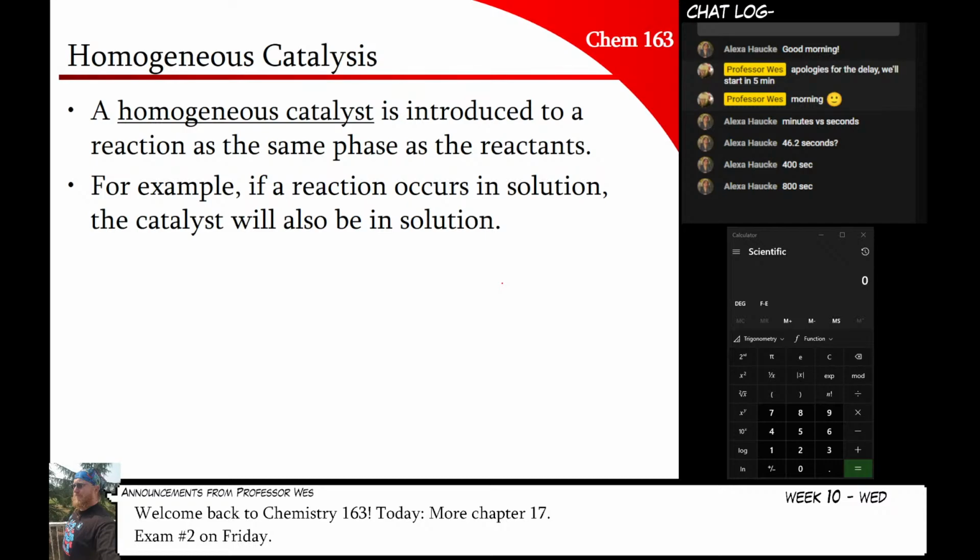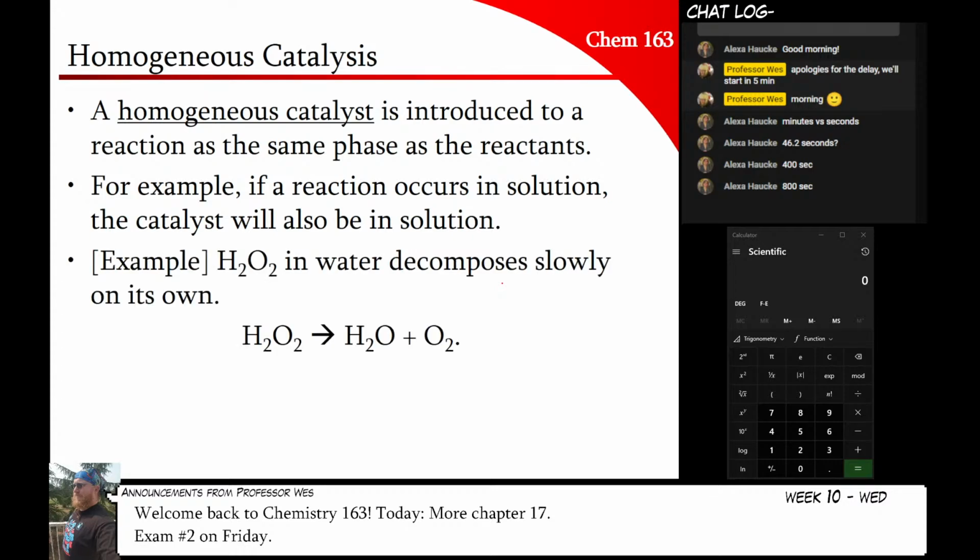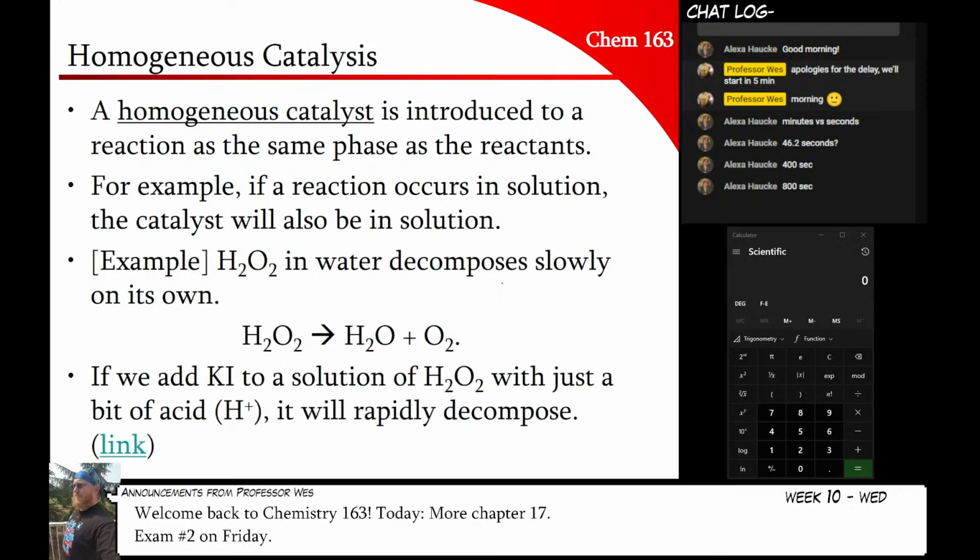So there are different types of catalysts. The first type of catalysis is homogeneous catalysis, where if everything is, say, dissolved in water, then so will your catalyst. For example, if I have hydrogen peroxide, it will decompose in water. But if I add sodium iodide, it will rapidly decompose.